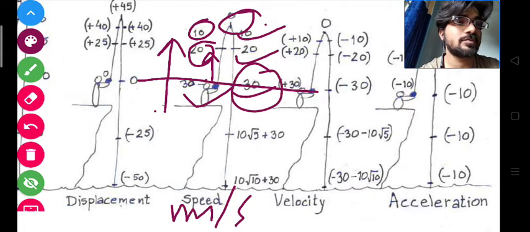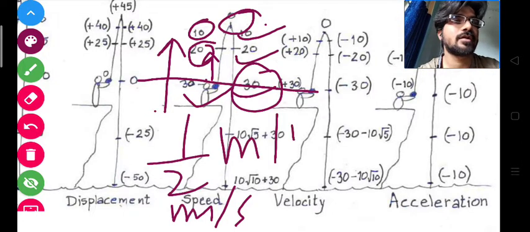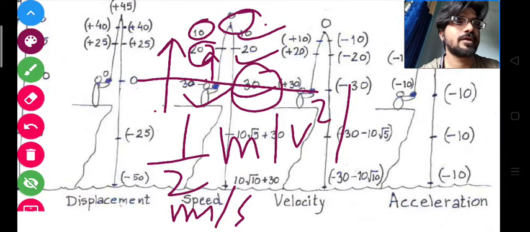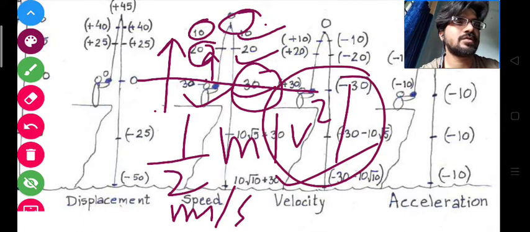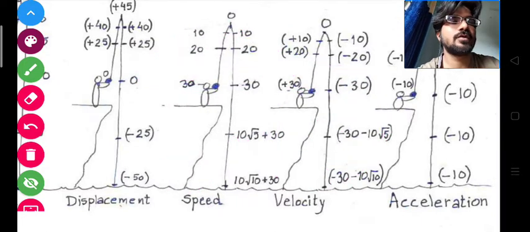If you talk in terms of kinetic energy, it will become half m v square, m being the mass of the ball. We always take speed in terms of kinetic energy, this is the speed, not velocity. So it will come back with the same energy with which you have thrown.